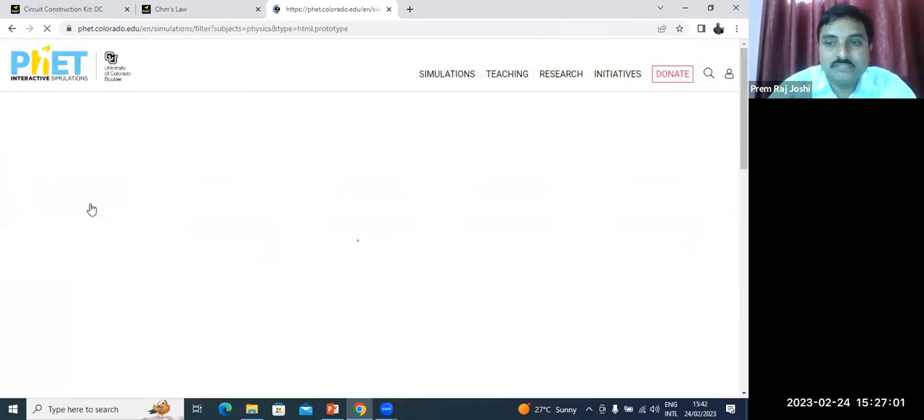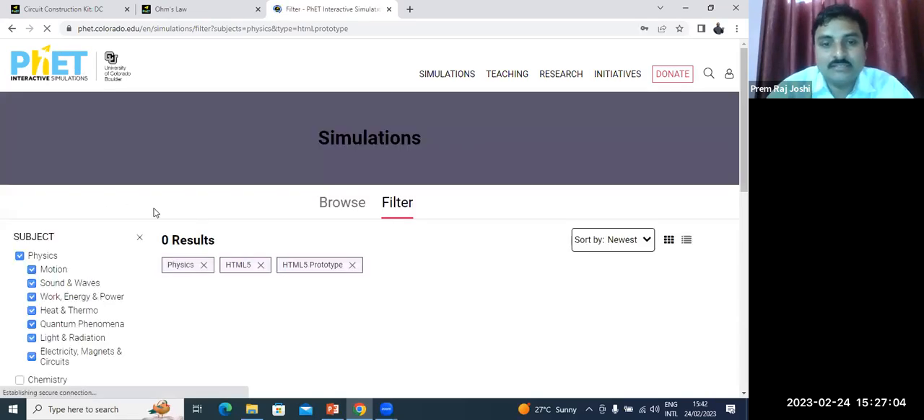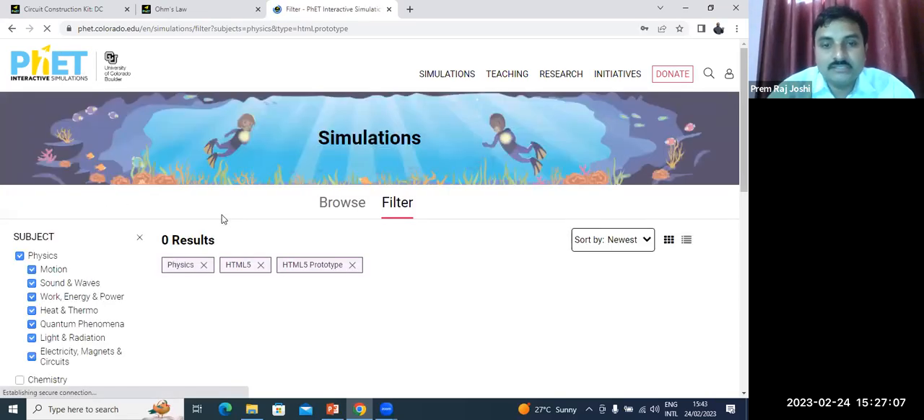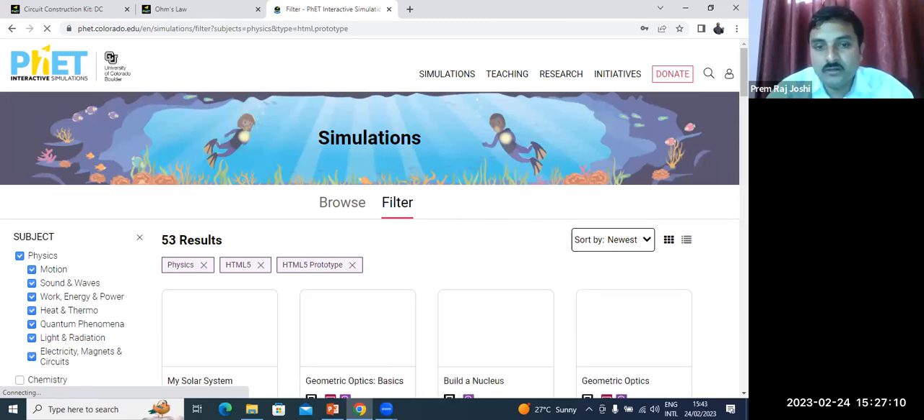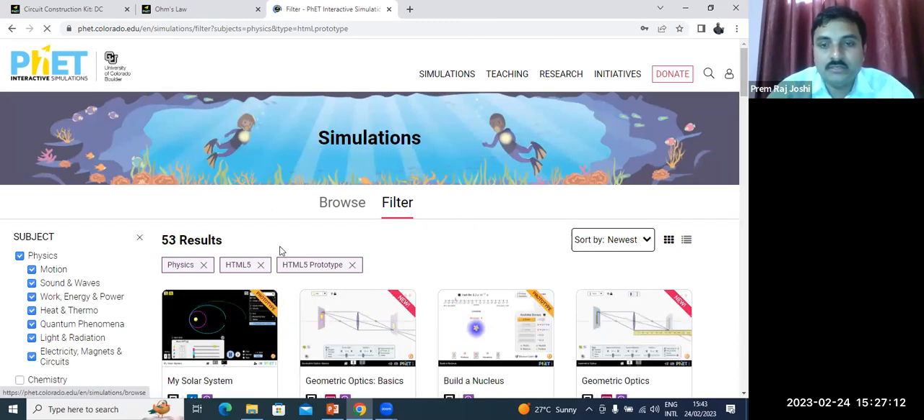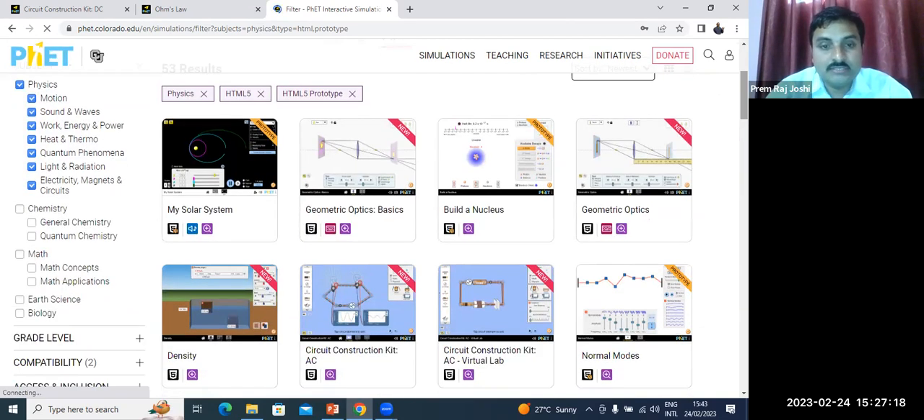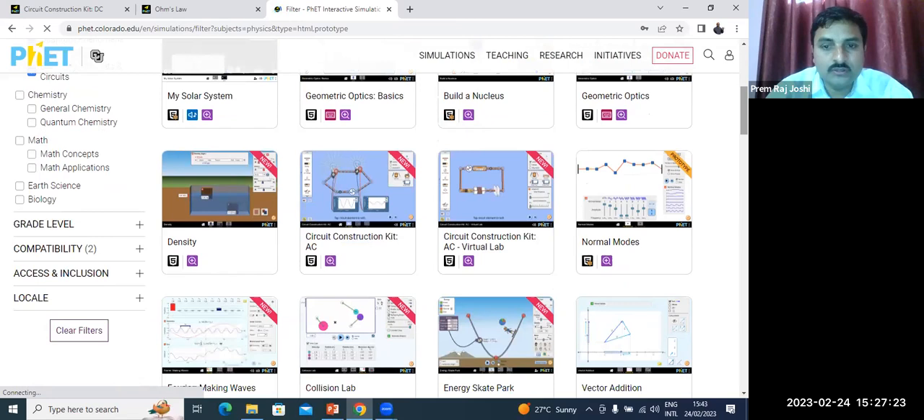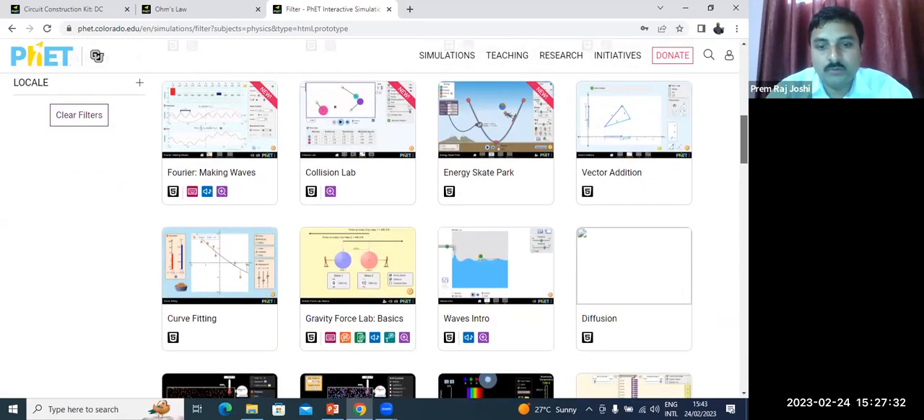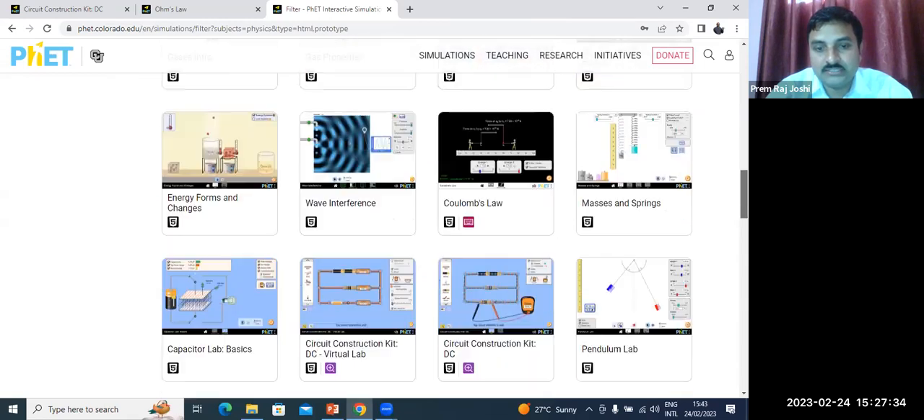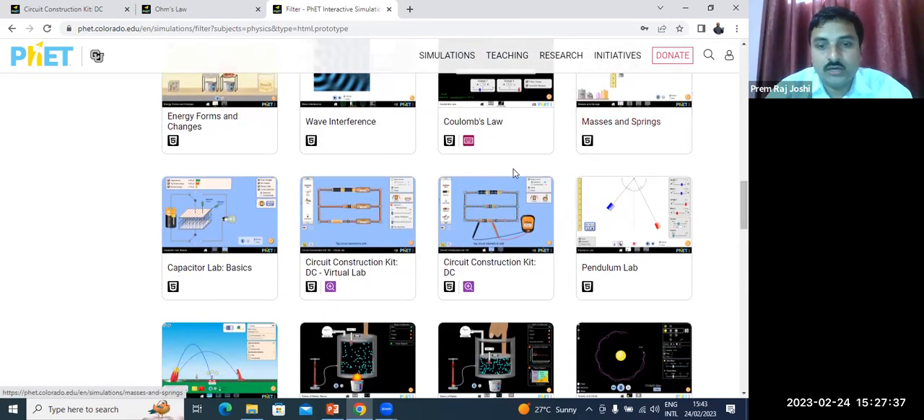Then I click on physics, because current electricity is included in the physics subject. In physics there are about 53 results, 53 various topics. You can see there are so many topics of optics and other things also. So there is electrical circuit kit AC and electrical circuit kit DC. But right now I will show the DC example, electrical circuit construction kit DC.